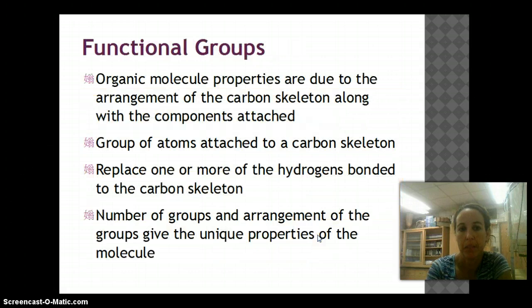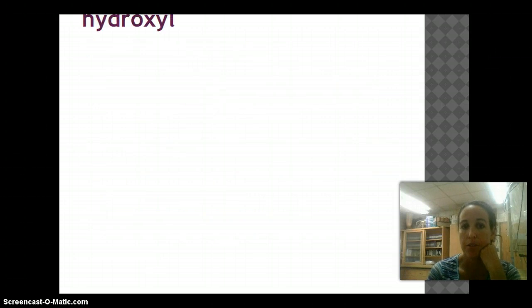Okay? All right. The next thing we need to talk about then are functional groups, which are organic molecule properties due to the arrangement of carbon along the components. So functional groups are groups of atoms that are attached to the skeleton. They're taking the place of the hydrogen, and then it's kind of acting as a hydrogen. It's acting as a group together. They have chemical properties based on that arrangement. And then the number of groups and the arrangement of those gives each molecule a different property, and it will react differently. So these are the ones that you need to know.